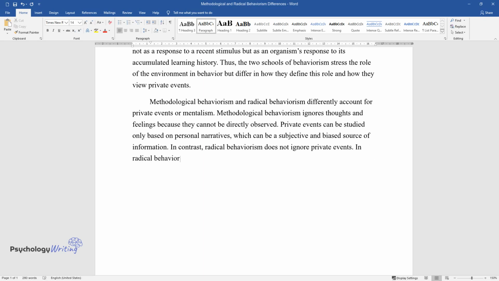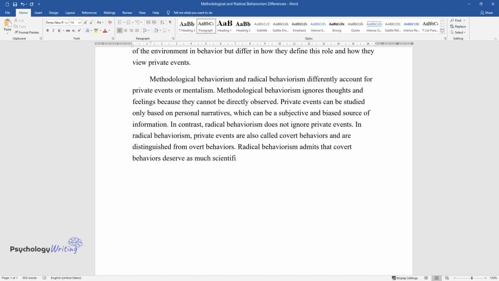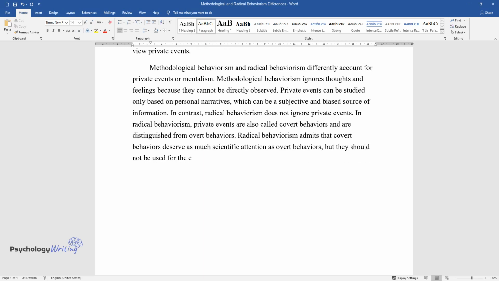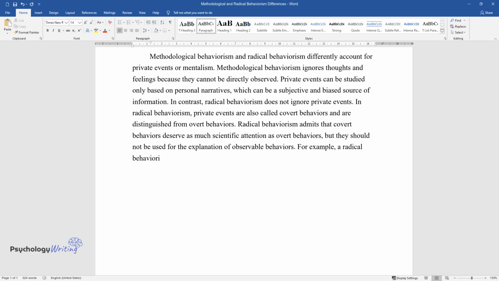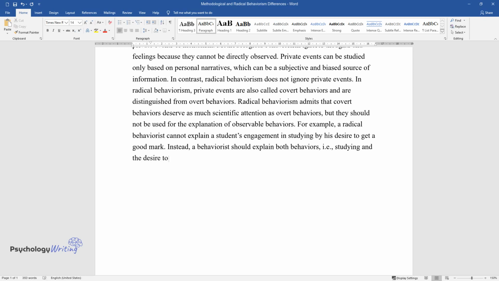In radical behaviorism, private events are also called covert behaviors and are distinguished from overt behaviors. Radical behaviorism admits that covert behaviors deserve as much scientific attention as overt behaviors, but they should not be used for the explanation of observable behaviors. For example, a radical behaviorist cannot explain a student's engagement in studying by his desire to get a good mark. Instead, a behaviorist should explain both behaviors, i.e., studying and the desire to get a high mark.